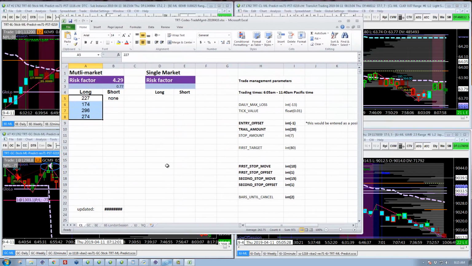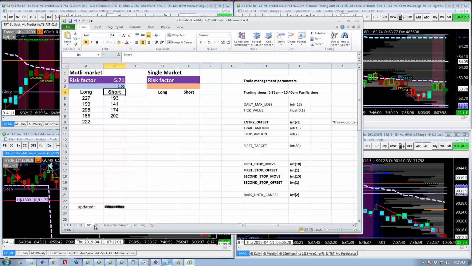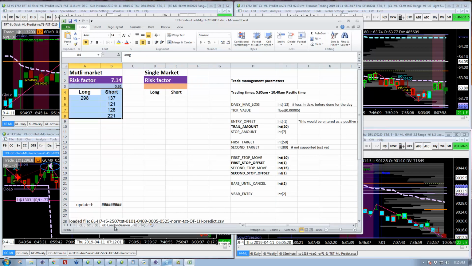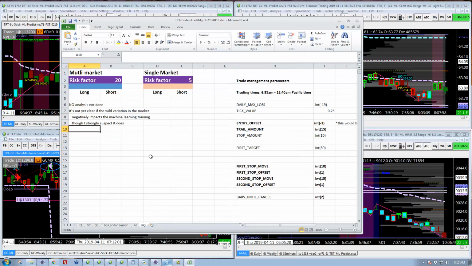And so that's what you can see, the spreadsheet is partially filled out now. So for the multi-market on the left here, CL, GC 60 US, 60 London session, and then the yen. NQ nothing right now. It seems like a waste of time at this point. So I want to look at that in isolation.